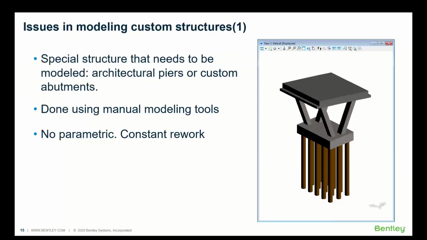Sometimes there is a special structure that needs to be modeled, such as an architectural pier or a custom abutment. Those elements need to be modeled using hand drafting tools with little or non-existing parameterization. Therefore, any change in the structure forces almost a total redraw of the structure.